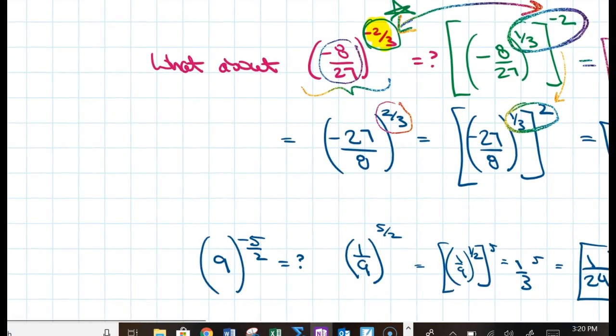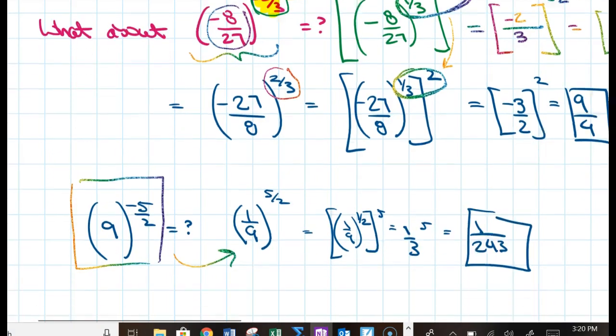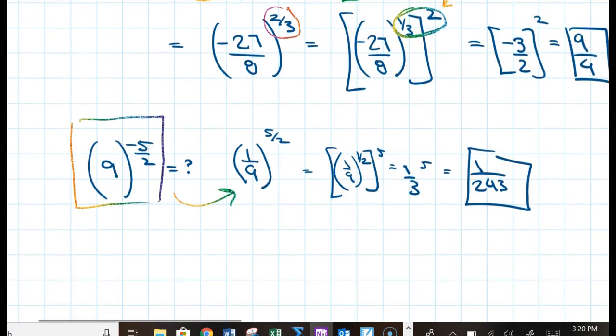What do you think about this one? 9 to the negative 5/2. 9 to the negative 5/2. Well, I should make the choice here to rewrite that as 1/9 to the 5/2. Okay, 1/9 to the 5/2. Maybe you wanted to go this route and said, okay, let's do 9 to the 1/2 to the negative 5. You could have gone in either direction. At the end of the day, we'll get the same answer.